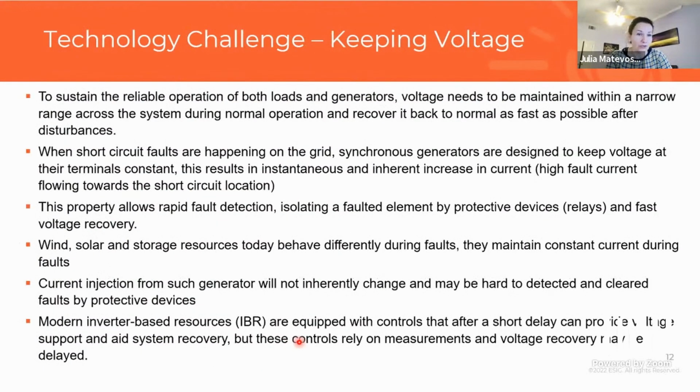Another challenge is, so that slide was about keeping frequency. This challenge is about keeping voltage. To sustain reliable operation of both loads and generators, voltage also needs to be maintained within a narrow range across the entire system during normal operation, and it also needs to recover back to normal as fast as possible after any disturbances that may happen on the grid. When short circuit faults are happening on the grid, you can imagine, like, a tree falling over a transmission line, and there is a short circuit fault on the line.